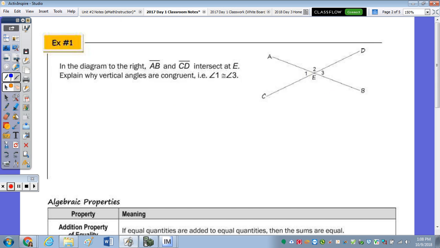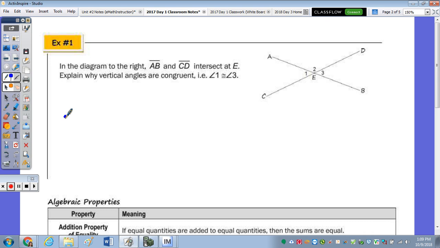So in one, it says in the diagram to the right, the segments AB and CD intersect at point E. Explain why vertical angles are congruent. So why are they congruent? We know they're congruent. We have this theorem, but why are they congruent? So when I explain, and I'll show you strategies, even on a state test, I like to bullet. Okay, so why is angle 1 congruent to angle 3?